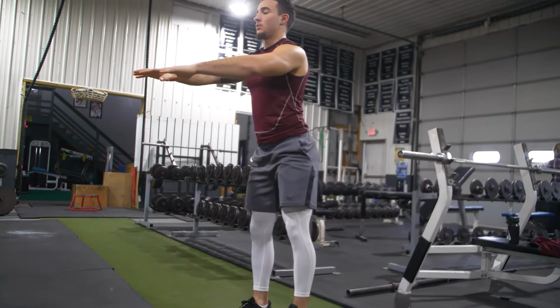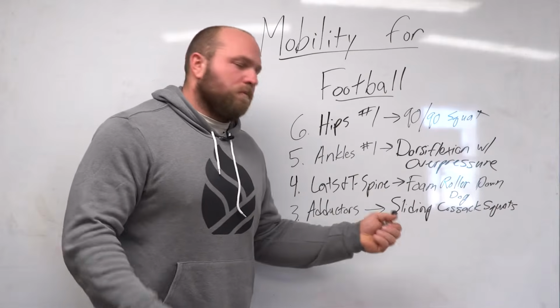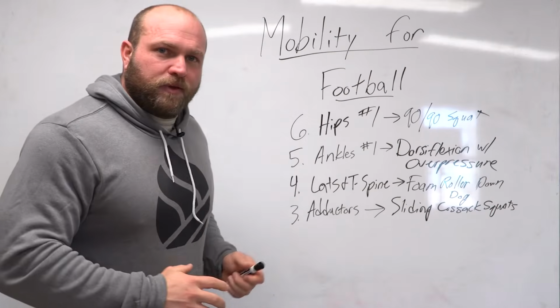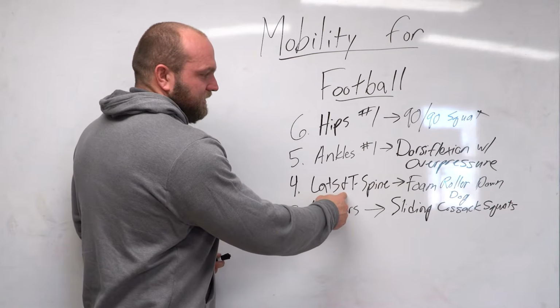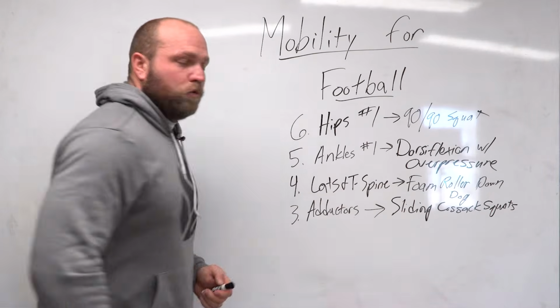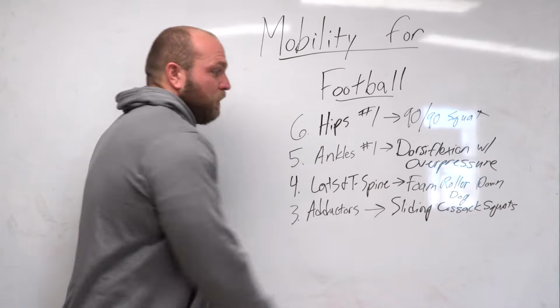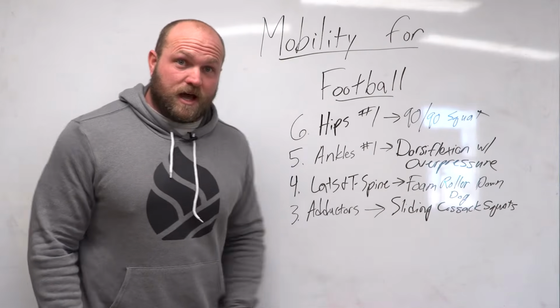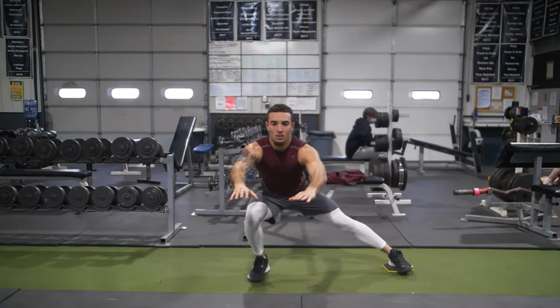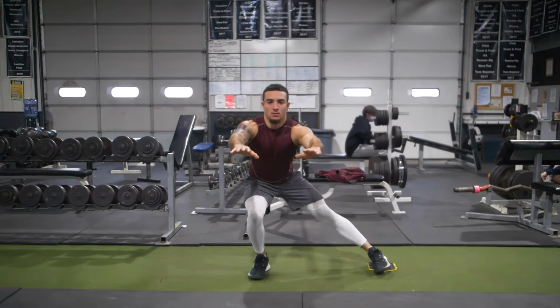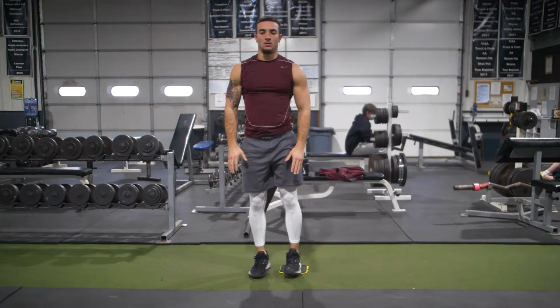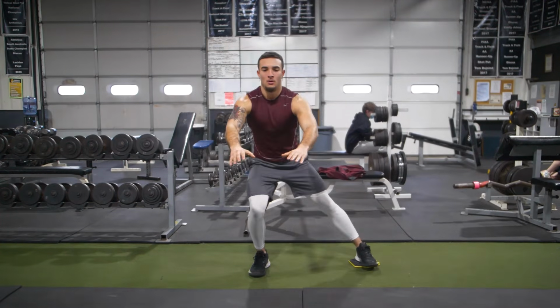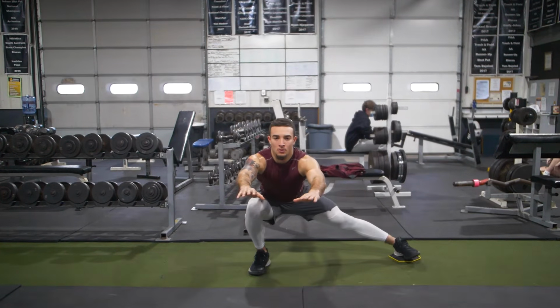And on top of that, we can add a little bit of a facet here. We can put a plate overhead. Now we put a plate overhead and we superset lats in the T-spine work here, so we're doing foam roller down dogs, and then we're coming back and we're doing overhead sliding Cossack squats. Now our thoracic spine's more opened up, and then we're also triggering those adductors to start to wake up as well when we're doing the sliding work, and we start to pair these things together.